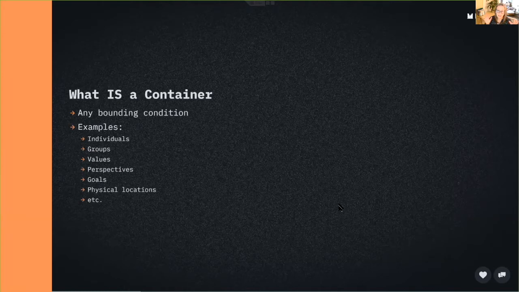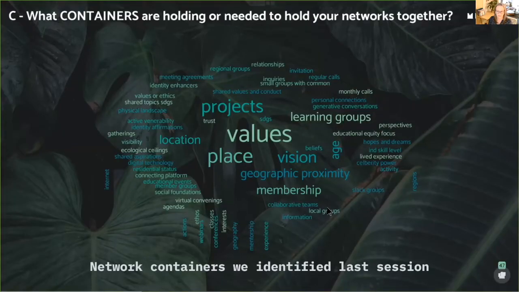A container is any bounding condition in your network. It could be individuals or organizations, if it's a network of organizations. It could be values that you hold, values that the group holds, values that the individuals hold. It could be perspectives, certain goals, physical locations. It's just any bounding condition. We have asked this group before to brainstorm some ideas of that, and we have a word cloud here that shows a lot of great examples. Think about your own network, and which ones stand out for you today as bounding conditions in your network.